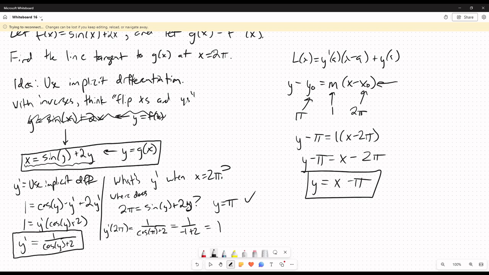So there's a couple ways to think about this. I think that getting to this point where you have x equals sine of y plus 2y, and recognizing this is the equation you really want to be working with for the rest of the problem, is probably one of the more helpful ways to think about it. So there you go. There's a way to find the tangent line to the inverse of a function.